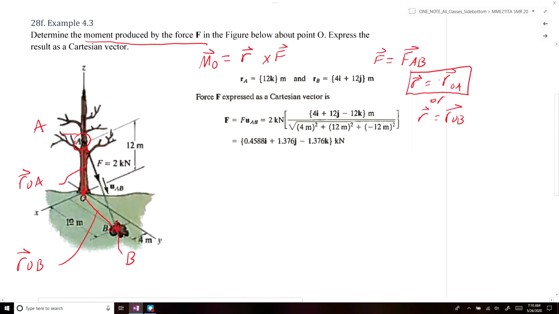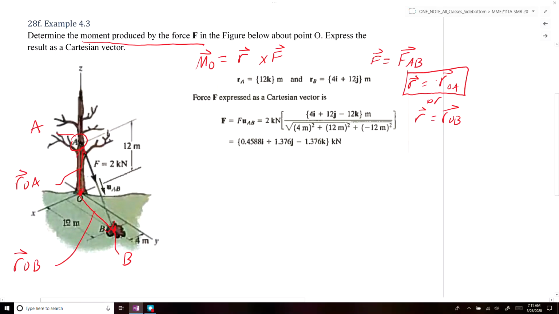We have to first define ROA and FAB as Cartesian vectors. Then we can take their cross product. So for FAB, we know that's going to be equal to the magnitude of FAB, which was given in the problem as 2 kilonewtons, times the unit vector that goes from point A to point B.